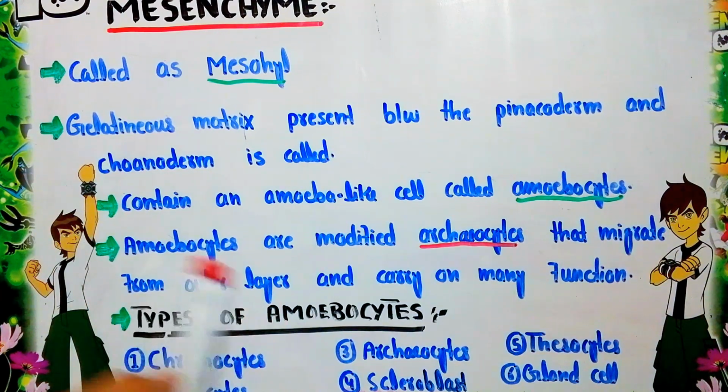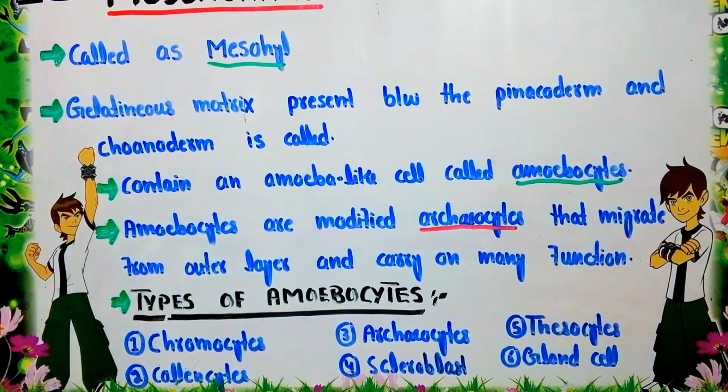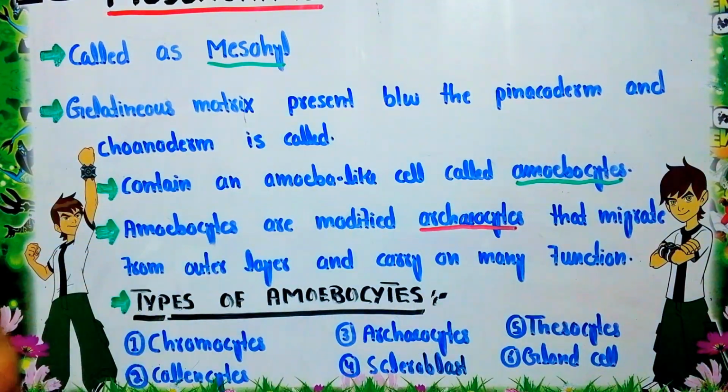Now the types of the amoebocyte cell. Here are the important types of these amoebocyte cells. On the basis of their function, we have six amoebocyte cells. The first one is chromocyte cell, the second one is collencyte cell, the third one is archaeocyte cell. Archaeocyte cell is actually the early or embryonic amoebocyte cell. The fourth one is scleroblast, the fifth one is schizocyte, while the sixth one is gland cell. So let's talk shortly, in one sentence, about each type of amoebocyte cell.